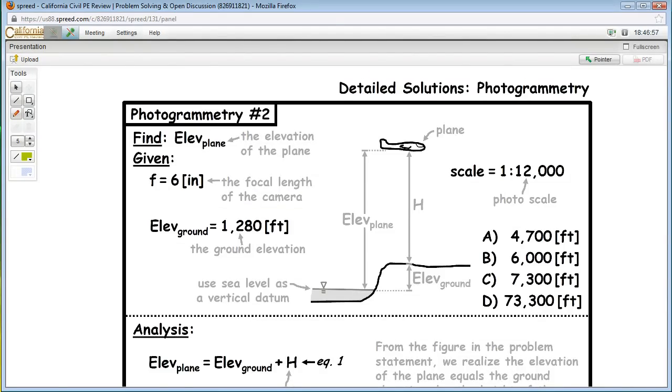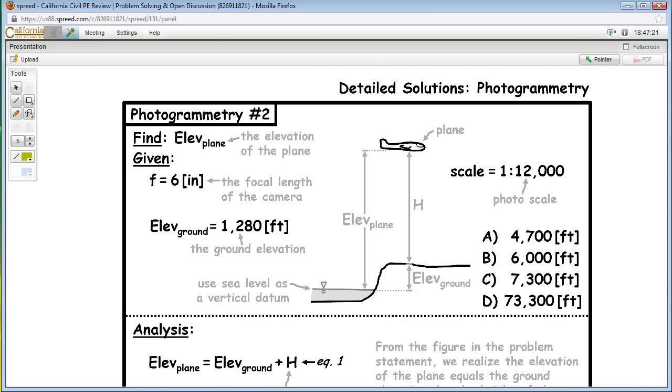Photogrammetry is a favorite exam subject for the special California Civil Engineering Surveying exam. So let's go work through one of these. As I told the folks in the review course for the surveying exam, there's basically two kinds of questions on the exam. One kind is quantitative.